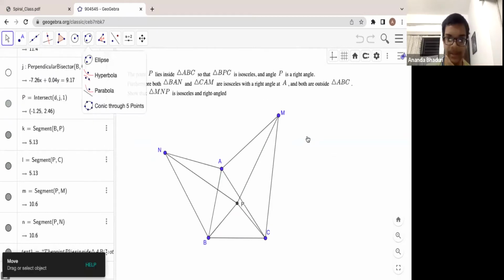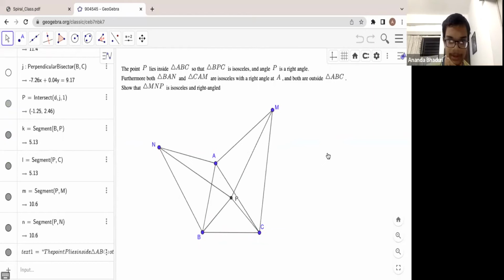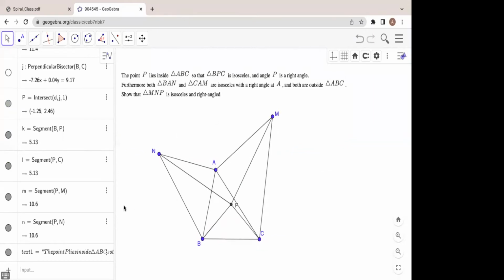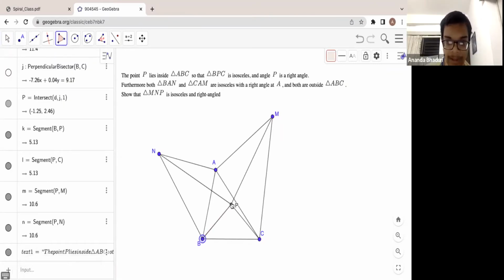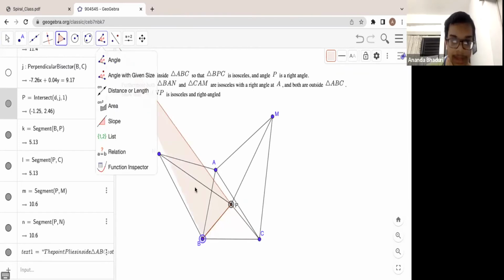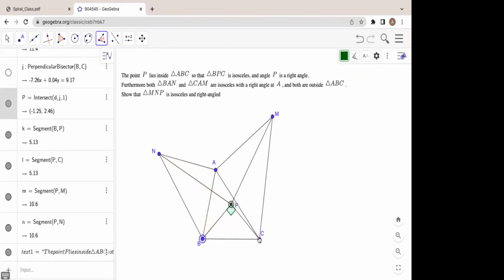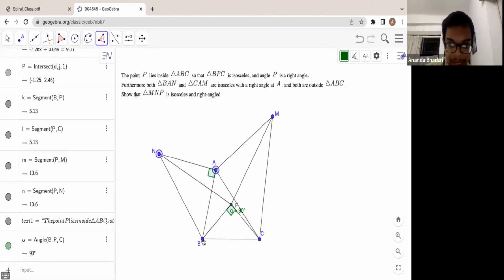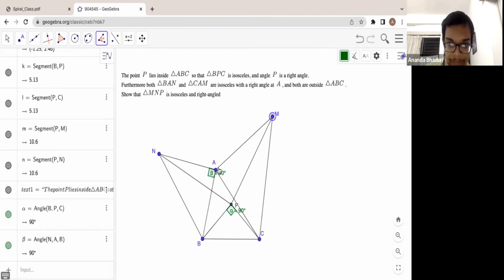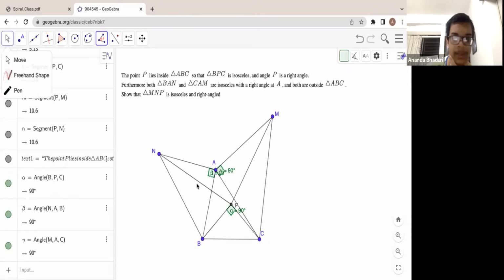Okay, so this is the problem statement. Can we see it? BPC is isosceles, is that BP equal to PC? Yeah, BPC is a right isosceles triangle. Angle BPC is 90, right? Yeah, BPC is 90. NAB is 90. MAC is 90. So you have three right isosceles triangles, and you want to show that this is also right isosceles. This thing.